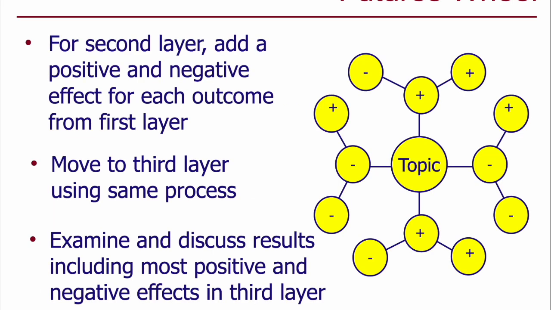Then for a second layer, you're going to add another positive and negative effect for each of the first layer outcomes. And then you would do the third layer using the same process. And you'll talk about, what are all of these results? And as you discuss, what you want to really come away with is the most positive out of everything in that third layer and the most negative effect in the third layer.